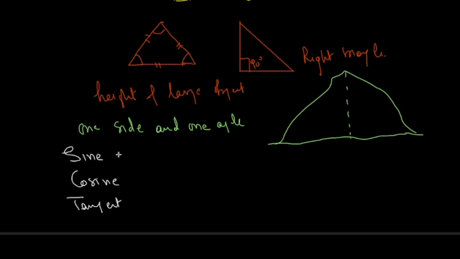Now, this sine is actually written as sin, not sin, but sine in short. This is written as cos, and this is written as tan. Now, to understand this, we will take an example of a right angled triangle. So let's make a fresh triangle and make a little neater one.